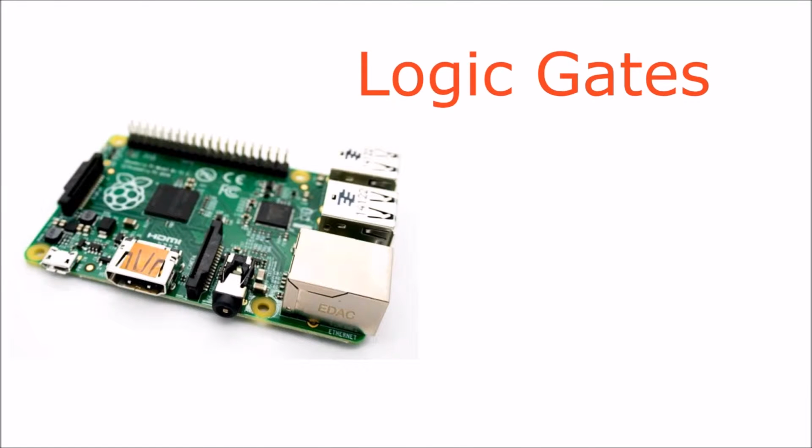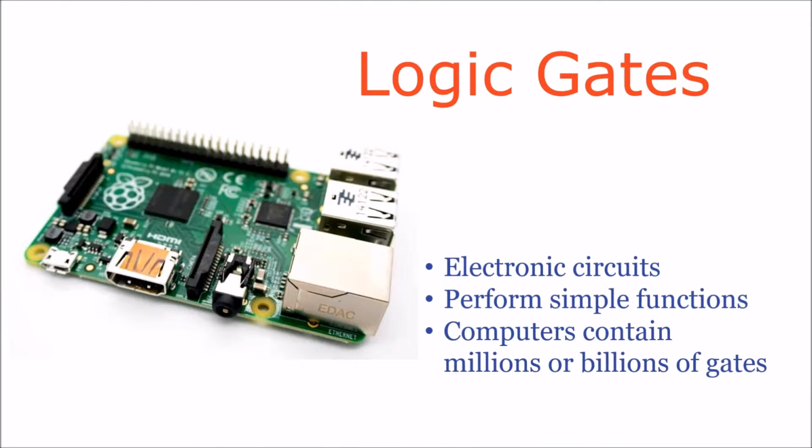Logic gates are the building blocks of modern computers. Logic gates are tiny electronic circuits which perform very simple functions. By combining lots of gates we can create a processor which executes complex software. Early computers such as the BBC Micro in the 1980s contained thousands of gates. Today's computers contain millions or even billions of gates.